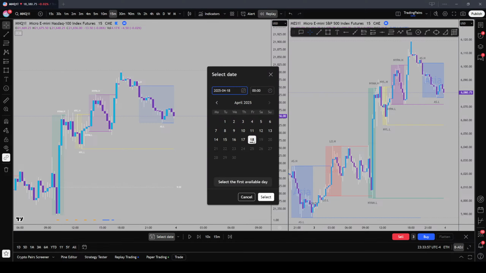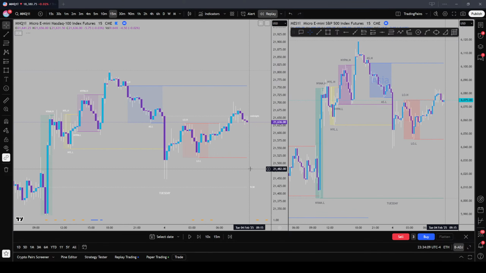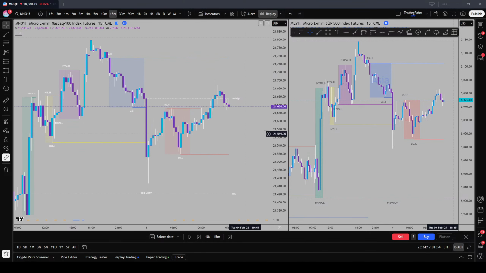So on this day, we chose February 4th, and let's pick 9:15, because that's when I typically try to be on the computer when I'm home to day trade. Alright, so Tuesday the 4th at 9 o'clock. Cool. So let's take a look here.